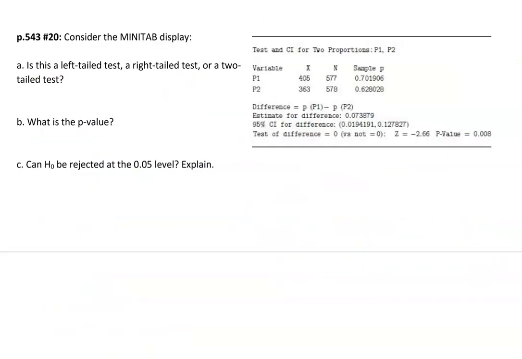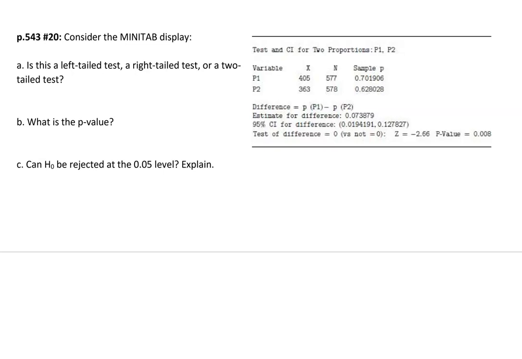So the only other problem I'm going to do is page 543, number 20, more practice reading from a display. So this is a software program called Minitab. And we are first asked, is this a left-tailed test, or right-tailed test, or a two-tailed test? So looking at the output, we've got a test and a confidence interval in one output. That's pretty nice for two proportions. We've got the two variables, two x values and two n values. That's like our x1 and x2, n1 and n2 up above.